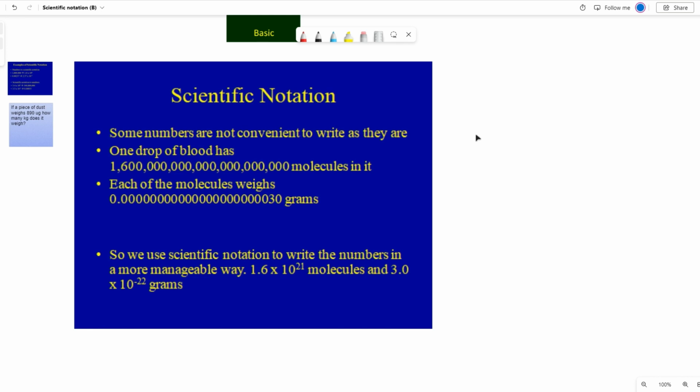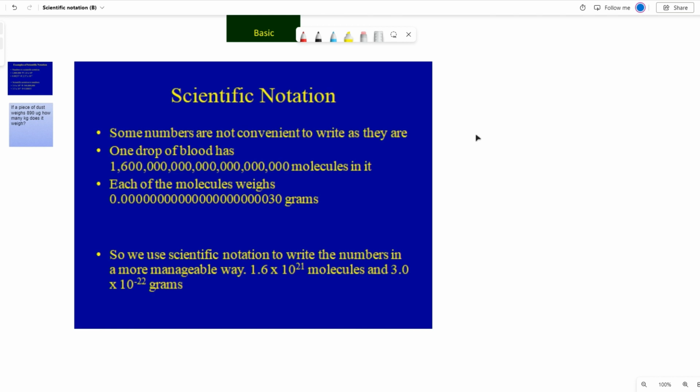So scientific notation is just a way to write these very large or small numbers in a much more manageable way. That top number, 1.6 followed by all the zeros, written in scientific notation would be 1.6 times 10 to the 21. You can see that's much more manageable than that large number. And that second number would be written as 3.0 times 10 to the negative 22.